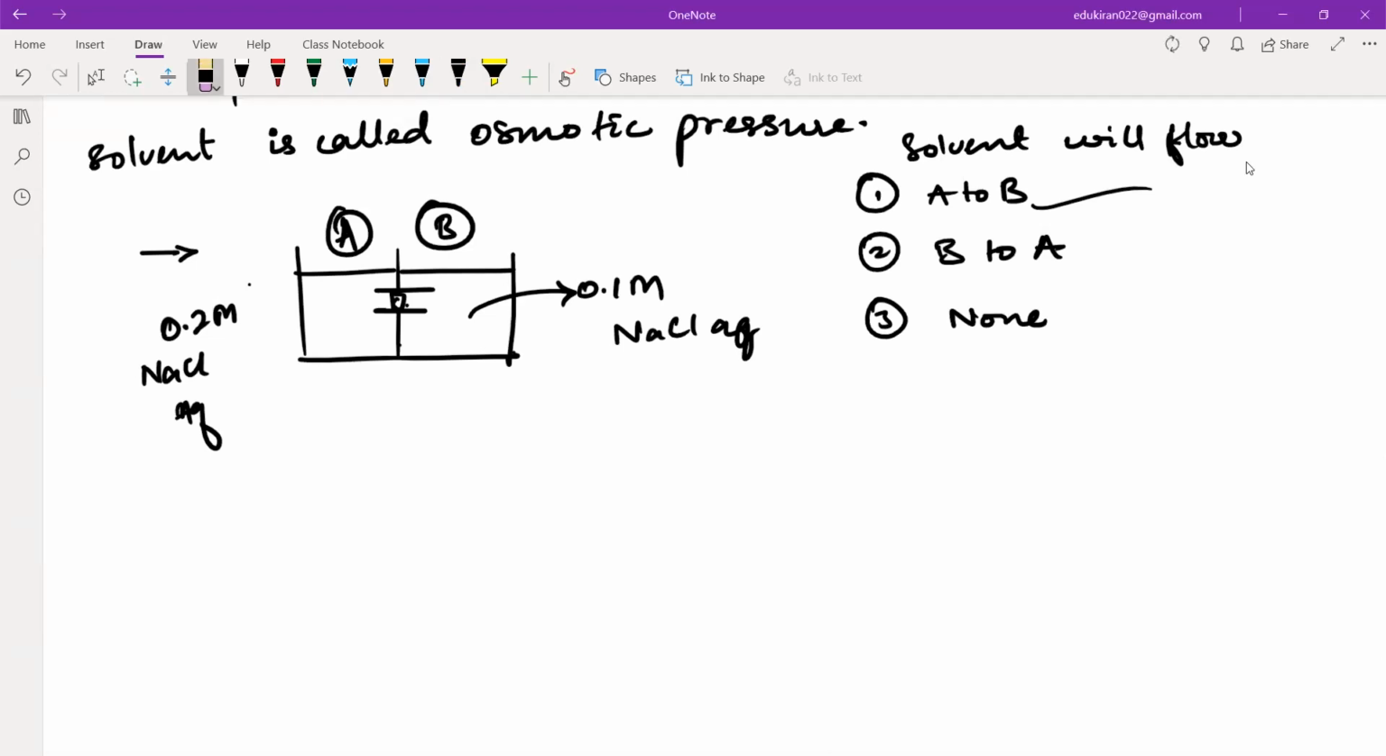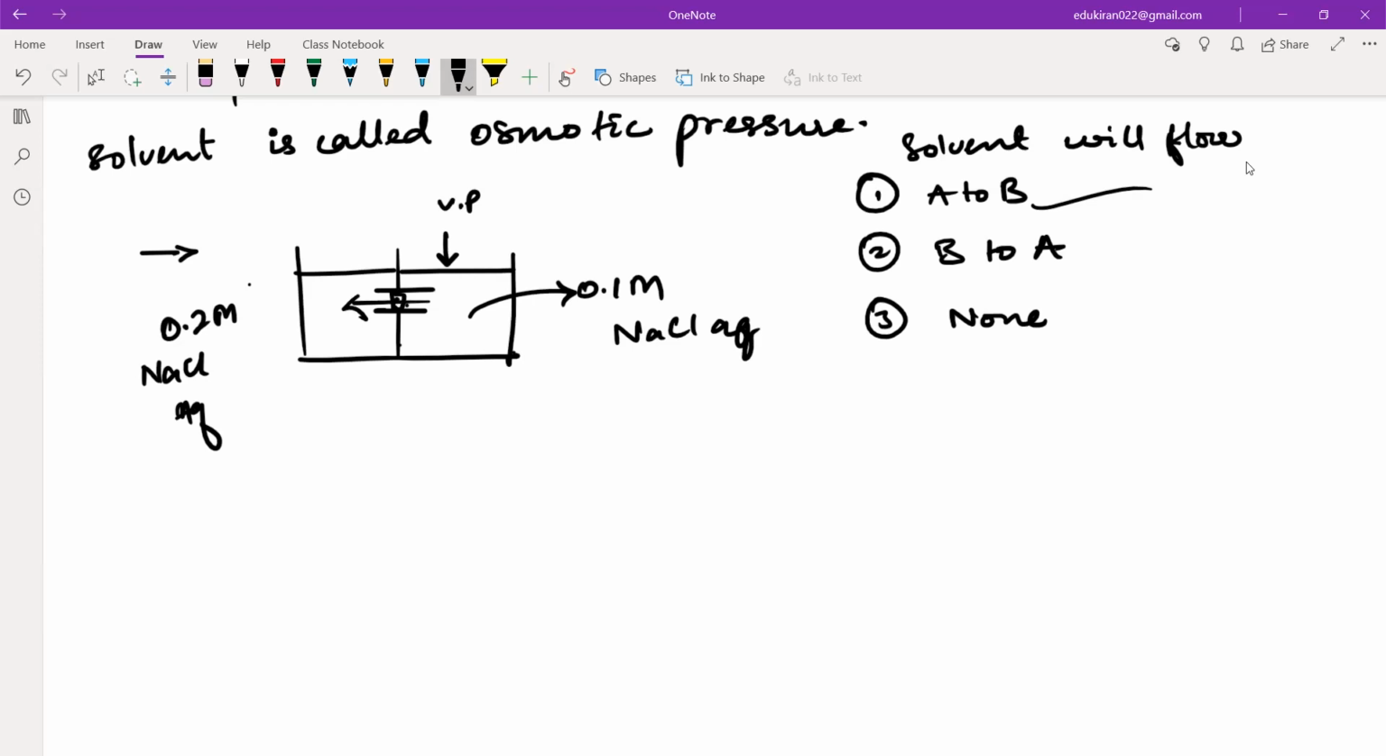And what is driving this flow? We all know, the vapor pressure here is more. Right? So the vapor pressure is more here. That is why more and more solvent is going this way.